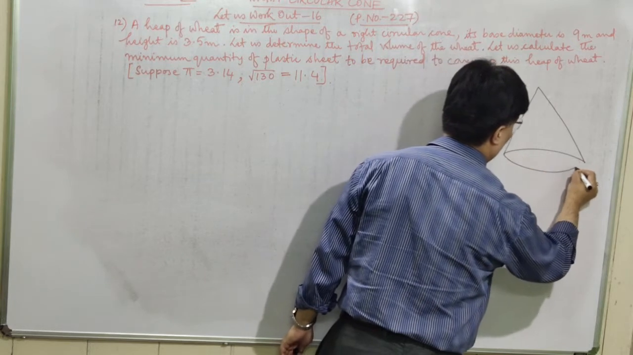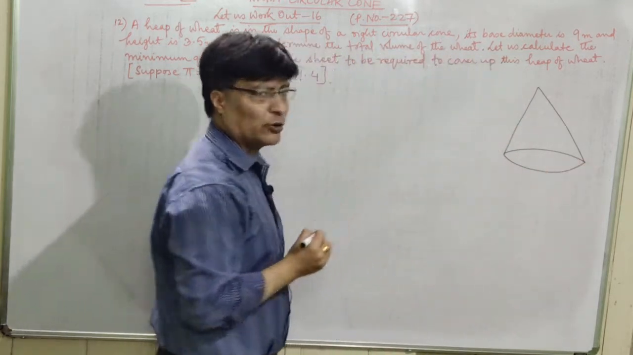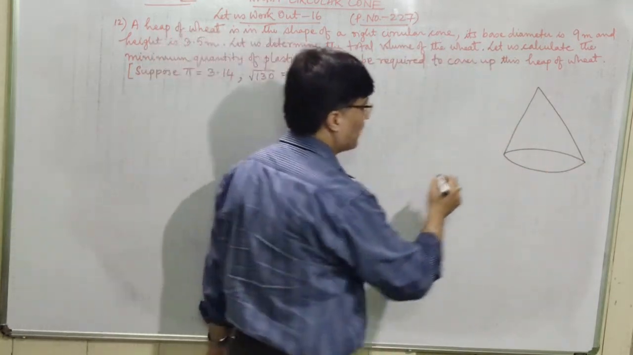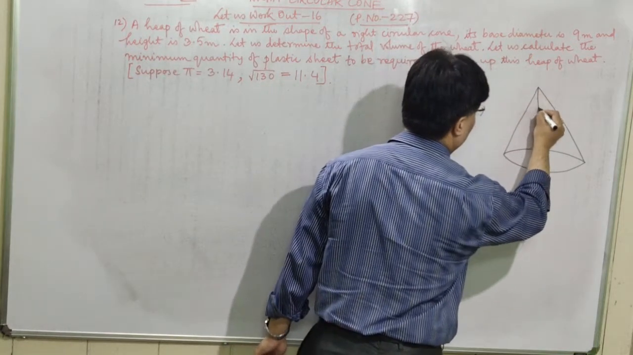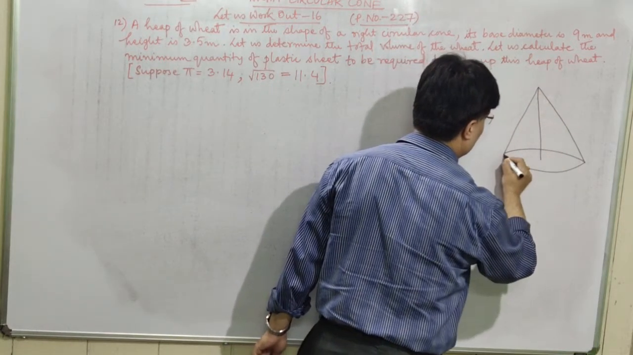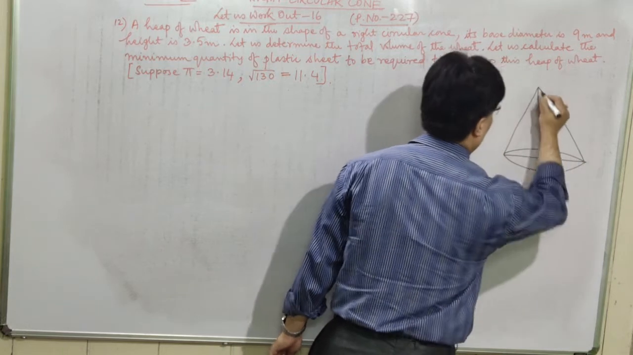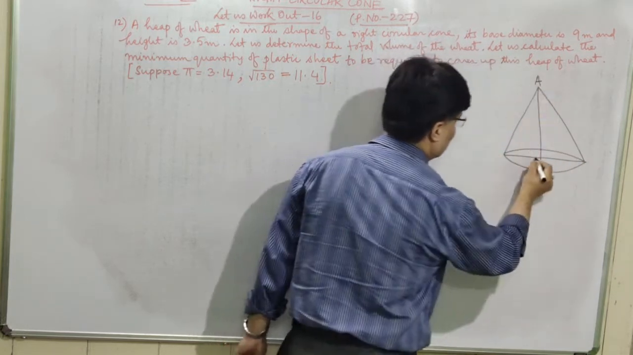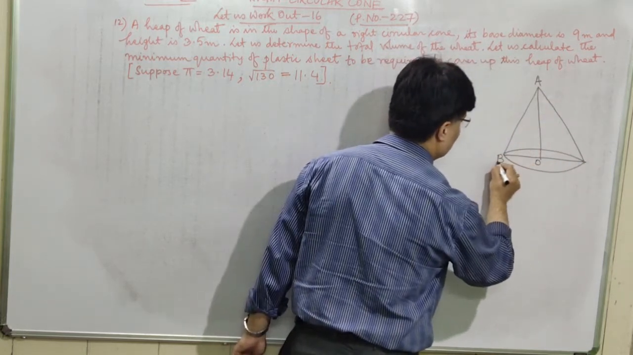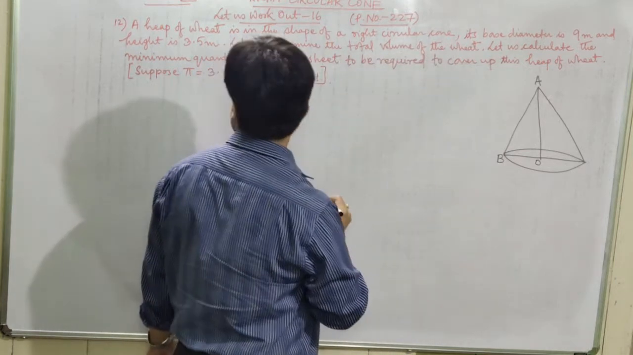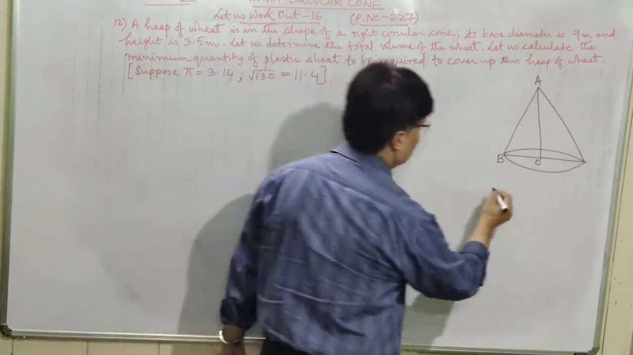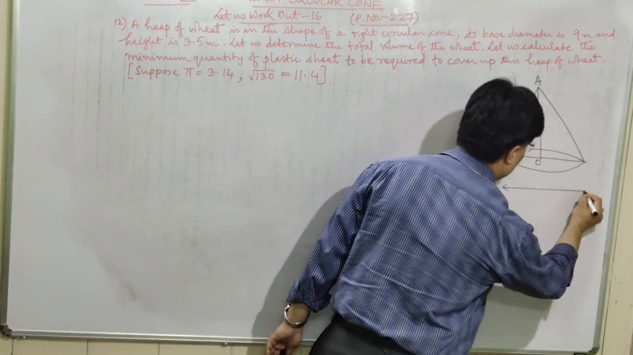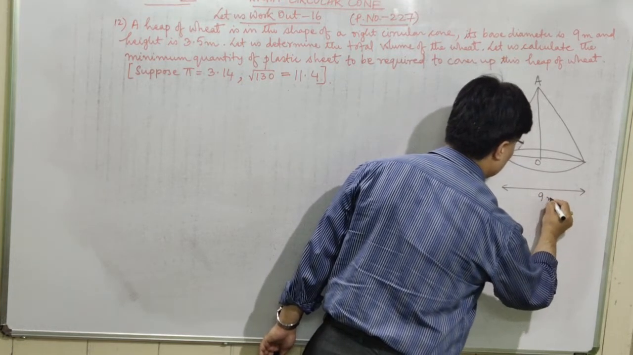So let us draw the figure here. So this is the heap of wheat in a right circular conical shape. And now here, this is the height. This is A, this is O, and this is B. And what is the base diameter here? The base diameter is 9 meter.